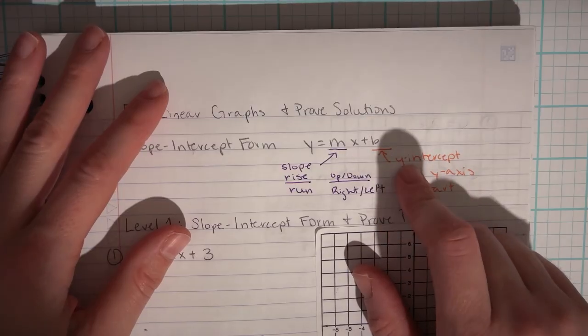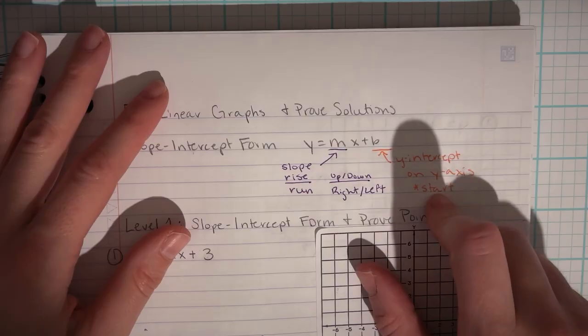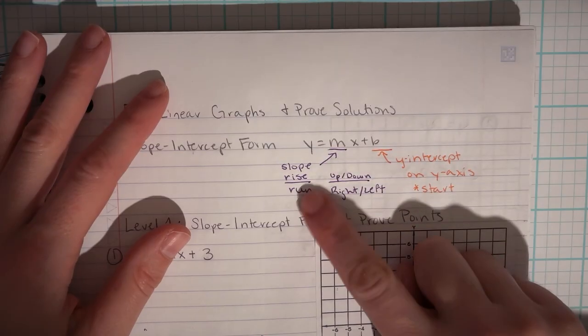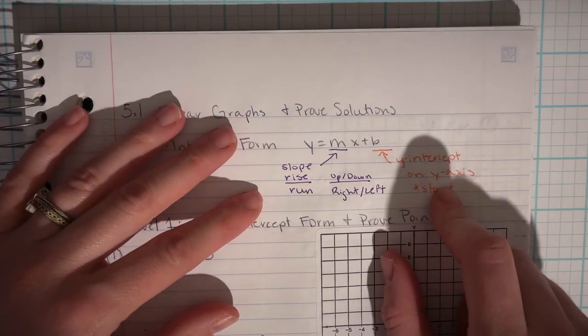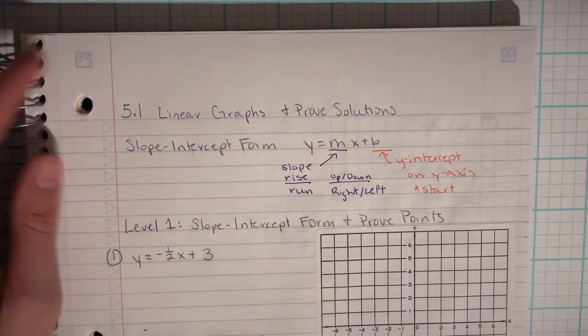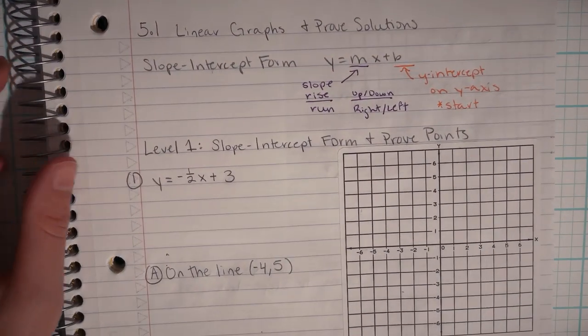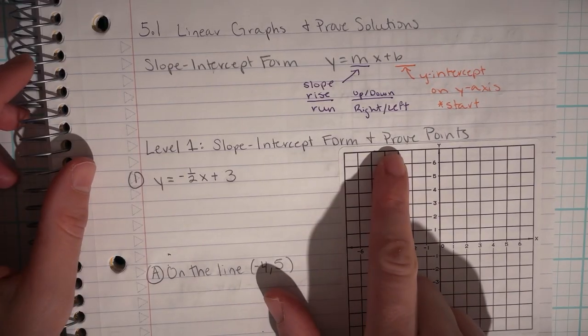Y-intercept, this is your b value. This is always on the y-axis. This is where we start. Slope is how you get moving, so you don't want to do that one first. Plot your first point, which is this y-intercept. So this level 1 is going to be slope-intercept form and proving points.